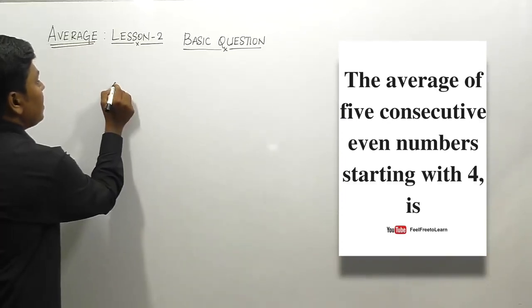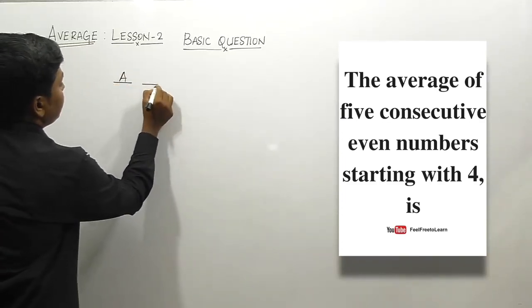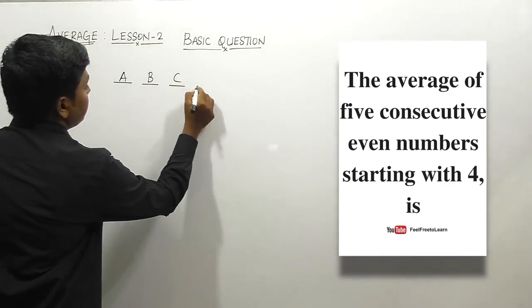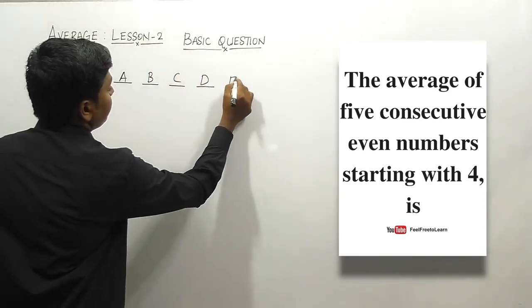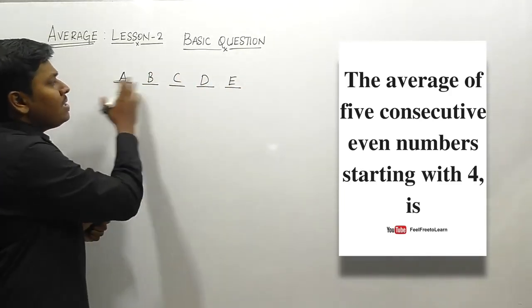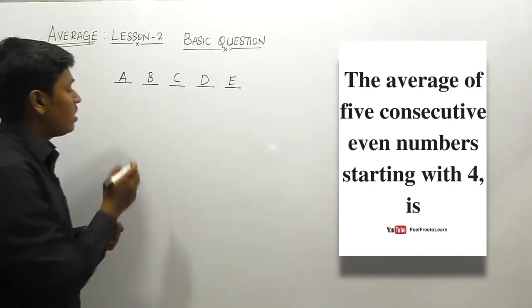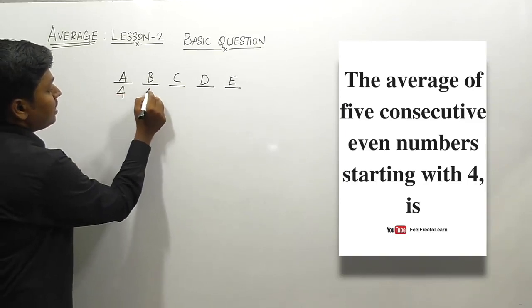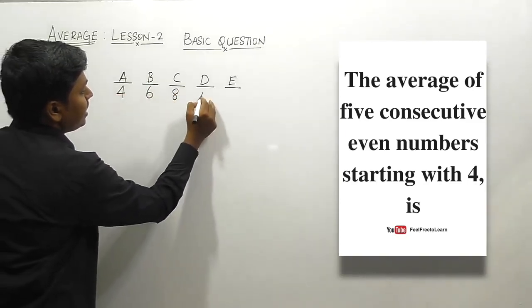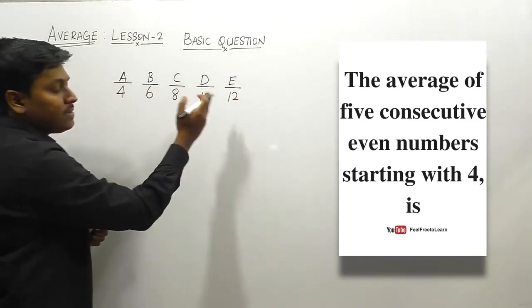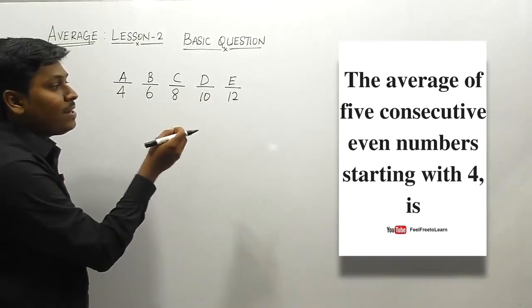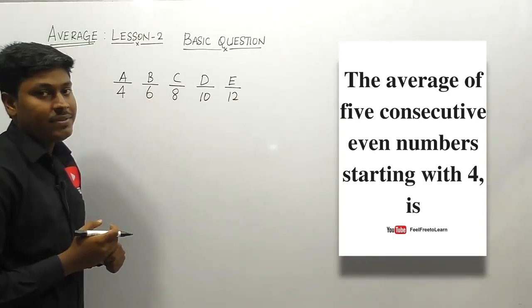Listen here friends. So let me assume that the first number will be A and the second number will be B, the third number C, the fourth number D and the fifth number will be E. So assume that these 5 numbers are consecutive even numbers and they are saying that the number starts with 4. So if the number starts at 4, then the next numbers will be 6, 8, 10 and 12, because it's consecutive even numbers, right? So friends, we need to find the average of these 5 consecutive even numbers.